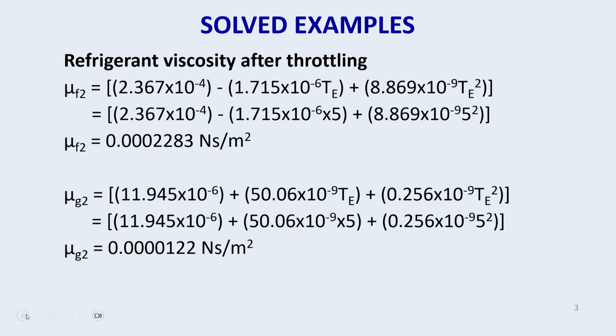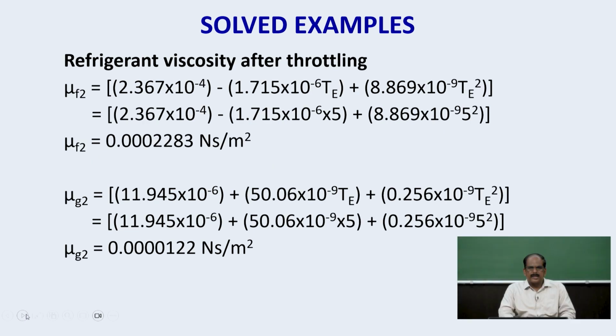Next, we have to calculate the viscosity of the refrigerant after throttling. Similarly here also, since after throttling it results in a two-phase flow, that is a combination of both liquid and vapor, we need to calculate the liquid viscosity as well as the vapor state viscosity. So, this is the liquid state viscosity. So, using the formula, we have to calculate this one.